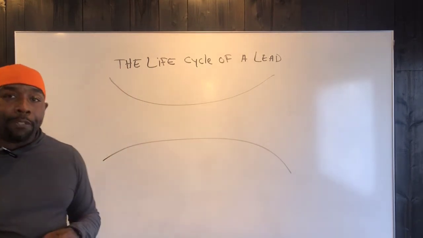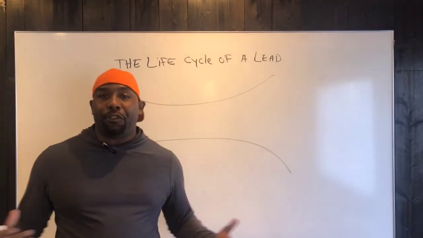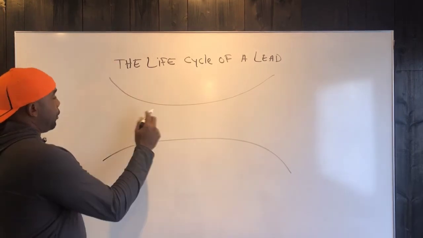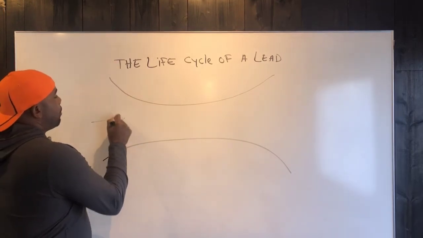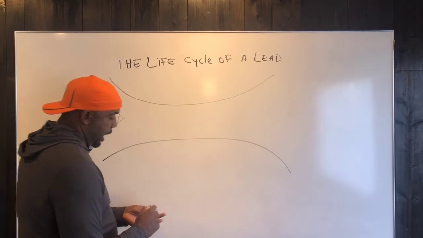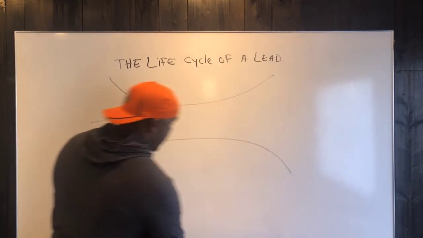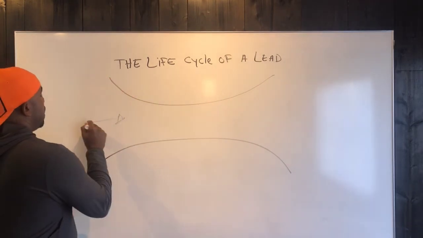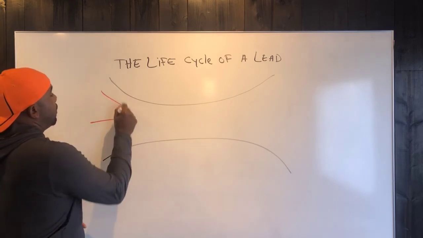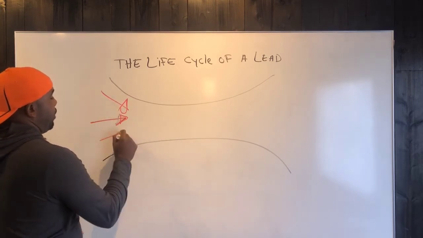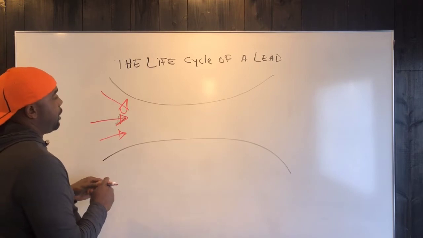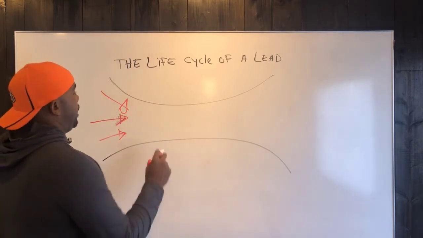But either way, what ends up happening is life, right? So let's just say, for example, I'm putting these arrows here. You fill out a form on the internet and you opt in for some reason. It could be anything. I already covered the different things we opt in for. And you become a lead.